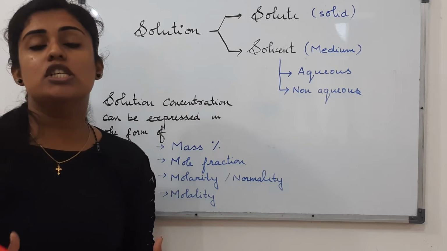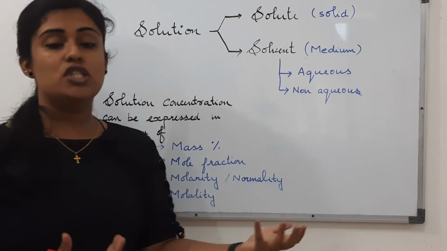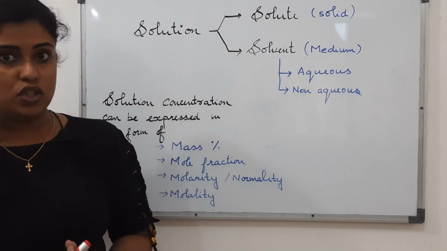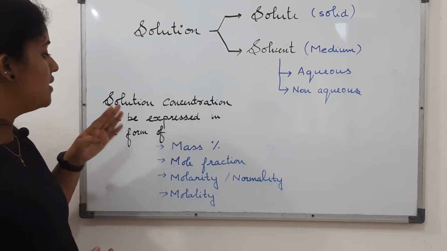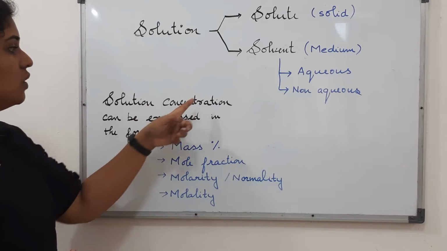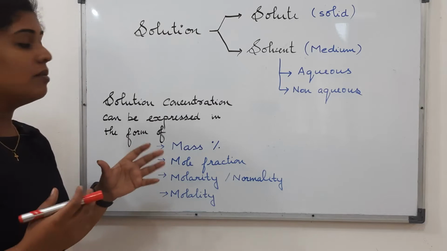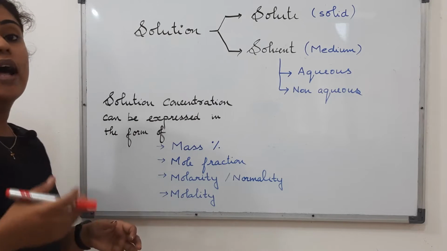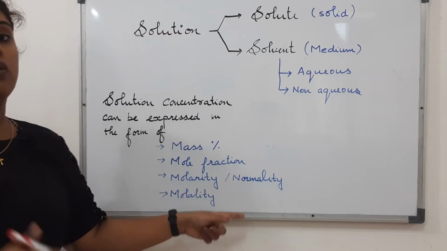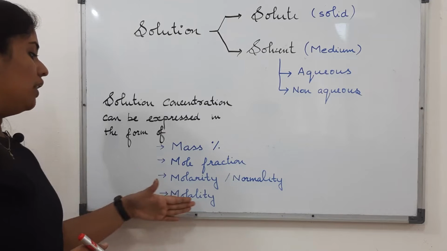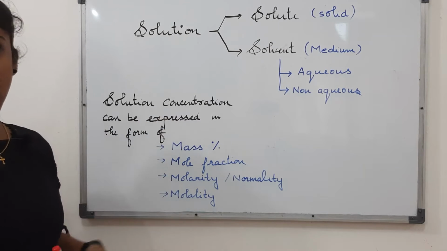And how do I measure the concentration of a solution? How do I know to what extent of solution should be added? What concentration of the solution should be prepared? And to know that, we have 4 different terms that can be used to express the solution concentration. So solution concentration can be expressed either as mass percent or as mole fraction, or maybe as molarity or normality. This is the one that we commonly use in reactions, or it can be also in terms of molality. Now we look into all these 4 one by one.